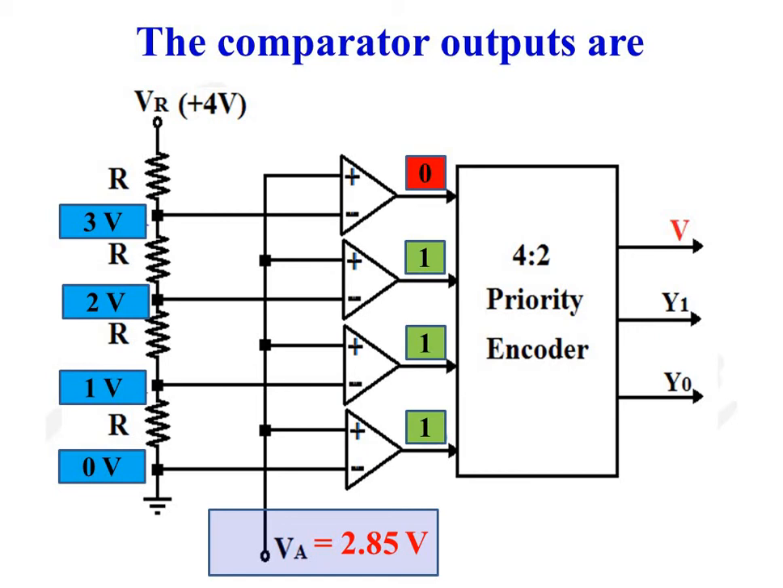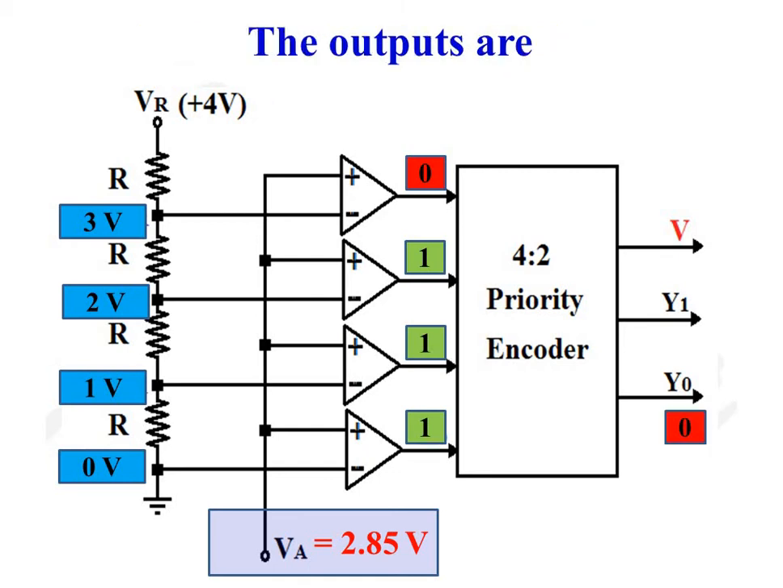So for the priority encoder, x3 is equal to 0 and x2 is equal to 1. So irrespective of the logic values at x1 and x0, output of the priority encoder will be y0 is equal to 0, y1 is equal to 1, valid is also equal to 1. So y1, y0 is equal to 1, 0, which is the digital equivalent of x2.